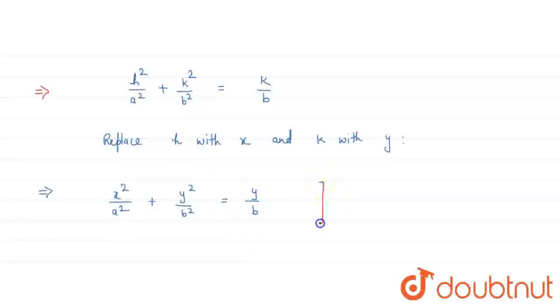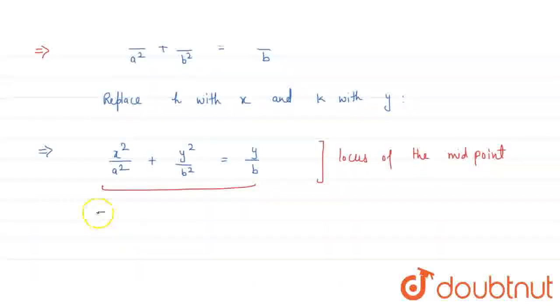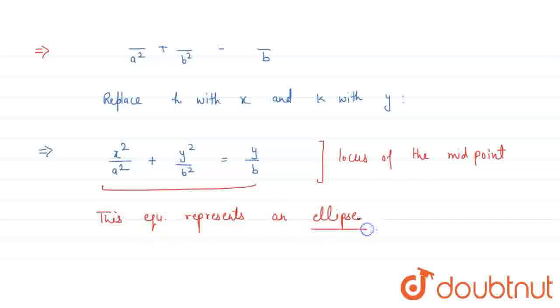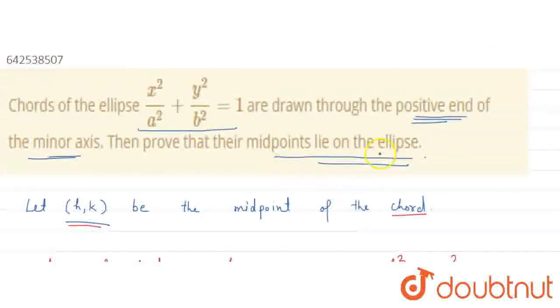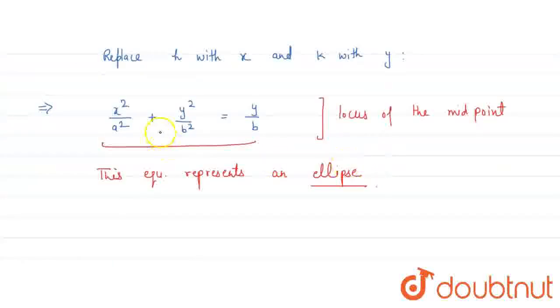Now what is this? This is the locus of the midpoint, and this equation represents an ellipse. So we have to prove the locus of the midpoint is an ellipse, and we have to prove only this one, so ellipse. So we have proved that.